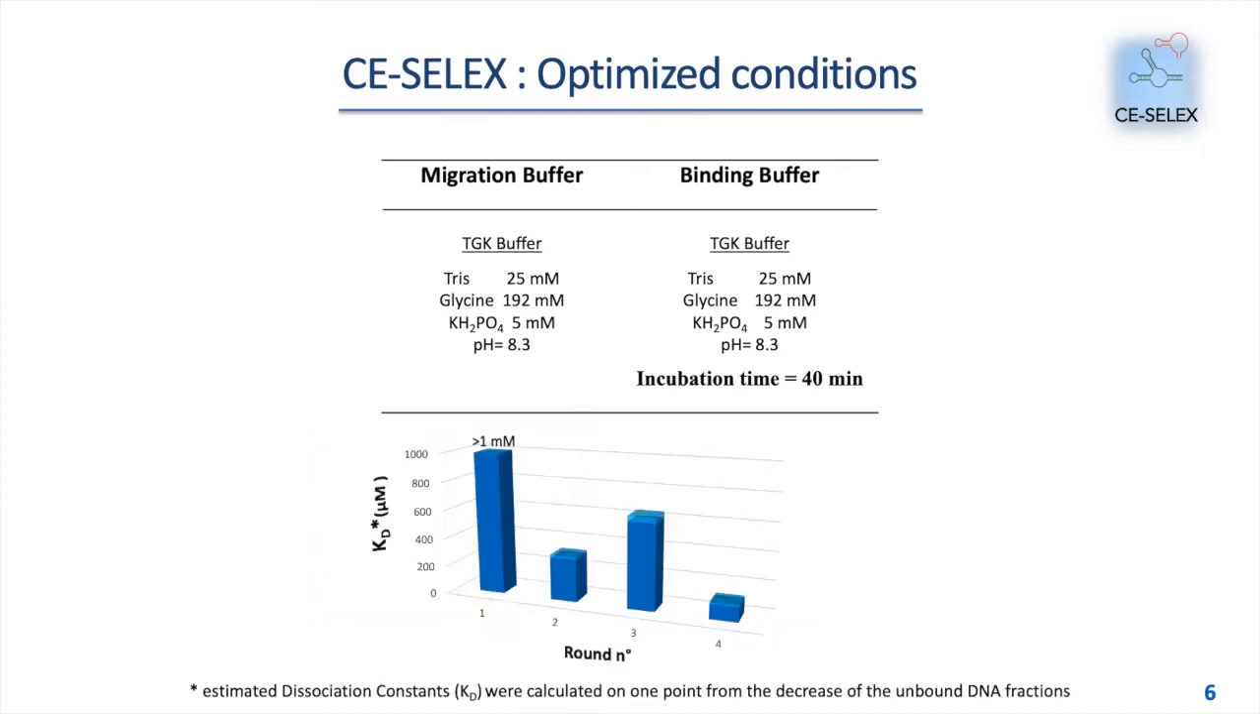And here is an estimation of the KD, the dissociation constant, we had for each cycle. I didn't put the cycle called 0, before collection, as we couldn't estimate anything. And what we can see here is that we have a slight improvement of the selectivity.